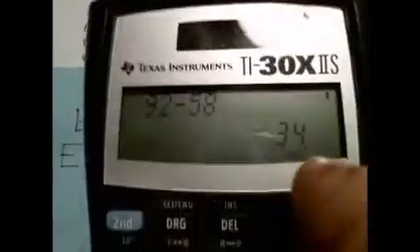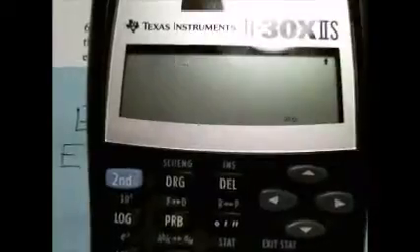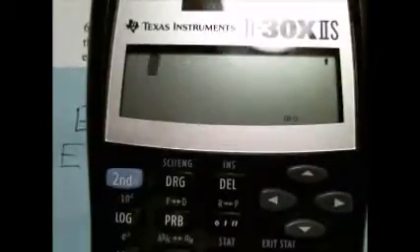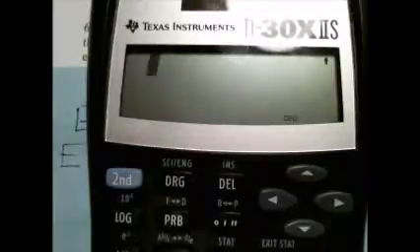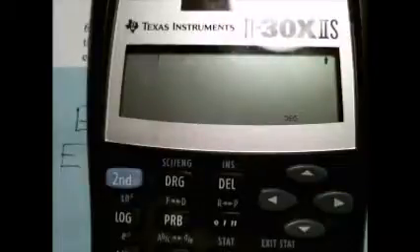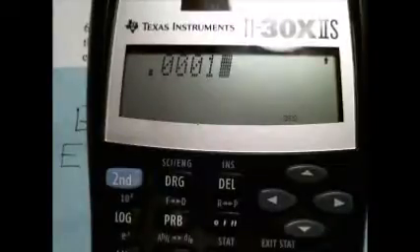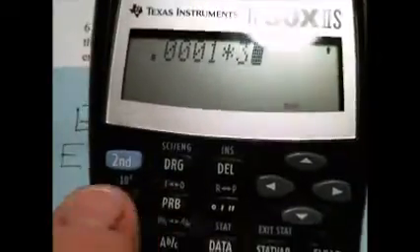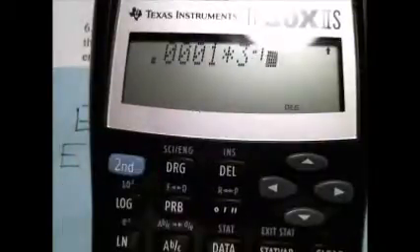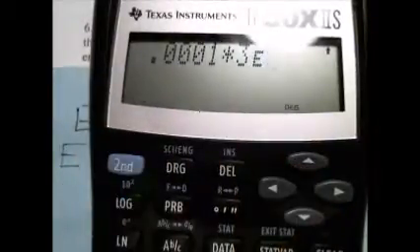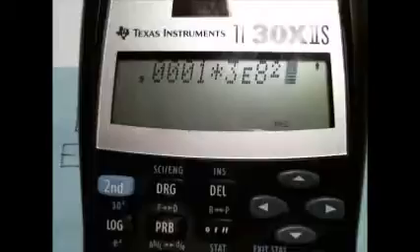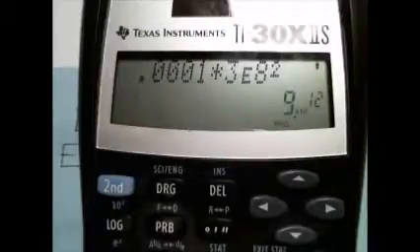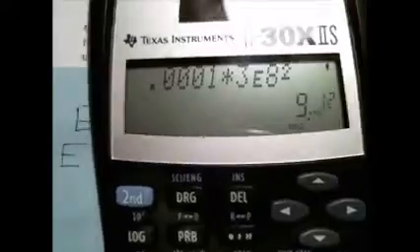So, our calculator. I think it's kind of important to use the EE button or EXP button on your calculator in order to have things work out right. It's not absolutely required, but it's easier to make mistakes if you do it other ways. So, the mass, 0.0001 kilograms, times the speed of light, 3 EE 8, and then I hit the squared button. Hit enter, and there's the answer, 9 times 10 to the 12th.